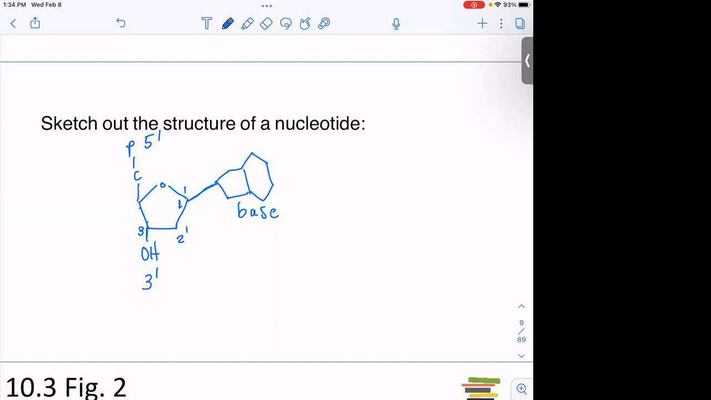So you want to label the directionality of it. This is where the hydroxyl group is. We're going to see that today. That's really important. That's where all the new nucleotides get polymerized, there to that 3' hydroxyl group. And then there's a carbon here that's not part of the ring, and that's where the phosphate group is attached there.